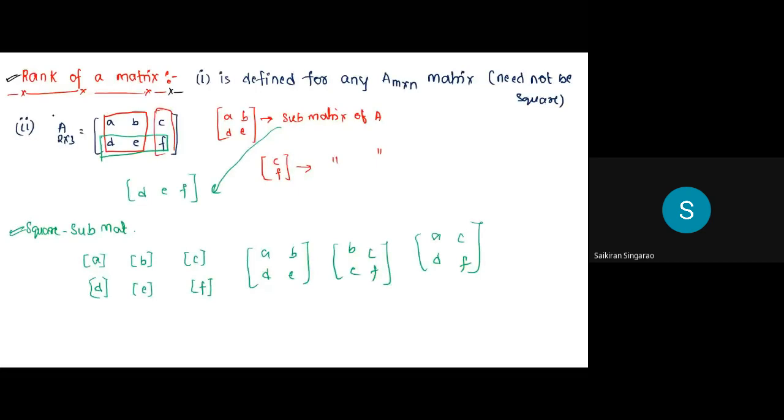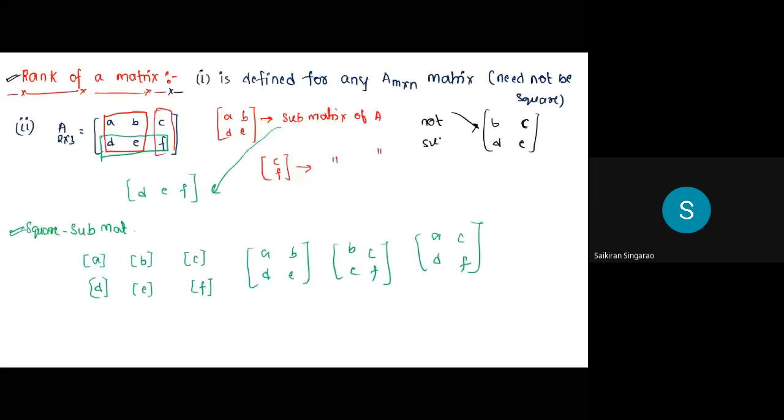So the second point is, if you have an M cross N matrix which is non-square, you can find submatrices. Submatrix means it just has to be part of it. It could be A, B, C, D, or A, B, D, E, or C, F, or D, E, F. But don't write B, C, D. Don't write like this. This is not a submatrix.